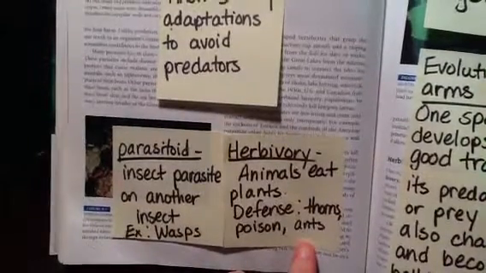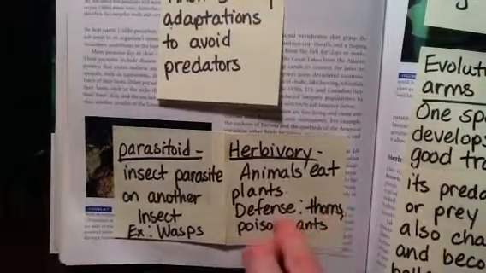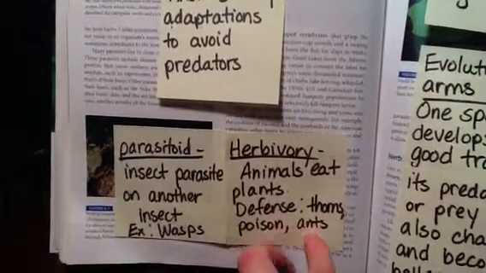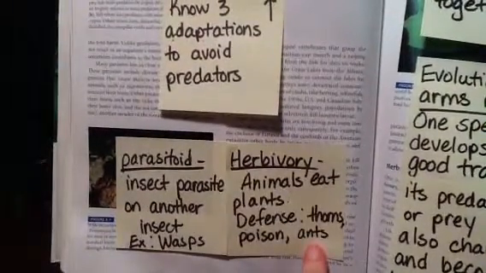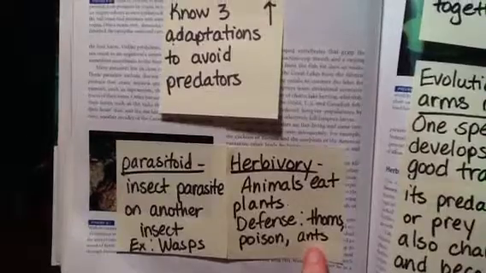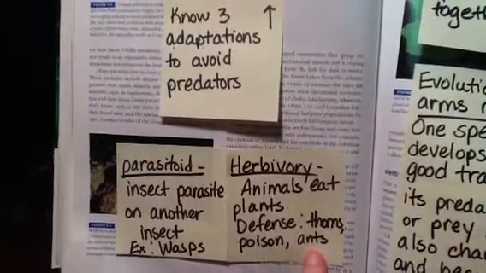And the word herbivory is basically when an animal eats a plant. It's called herbivory. And plants have defense against being eaten, thorns. Some of them are poisonous. Some of them want ants to crawl all over because ants taste bad.